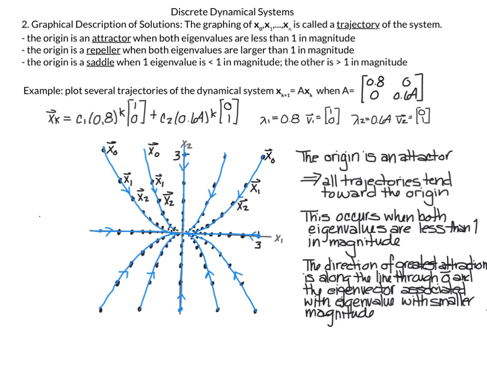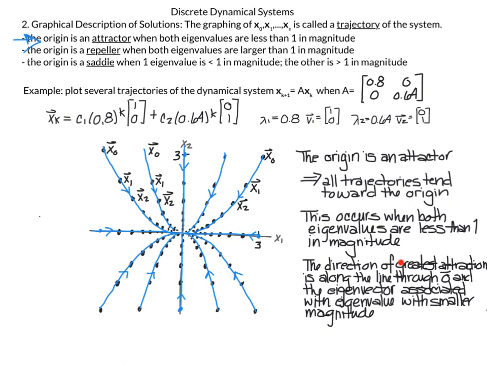So that's why we say that over here, the origin is an attractor when both eigenvalues are less than 1 in magnitude, as you see is the case. So the origin is an attractor. All trajectories tend towards the origin, and this occurs when both eigenvalues are less than 1 in magnitude, as we have.